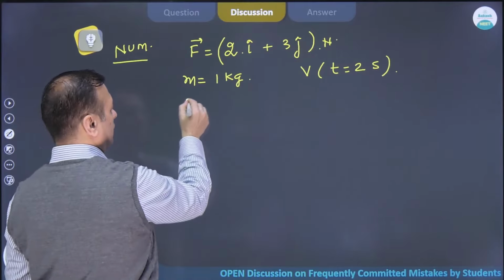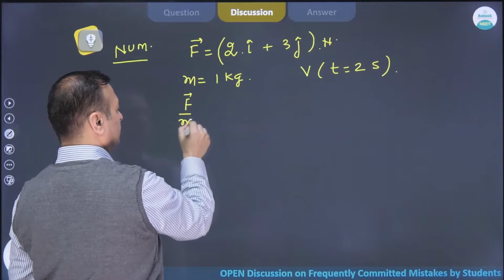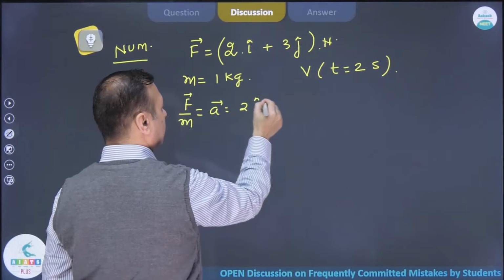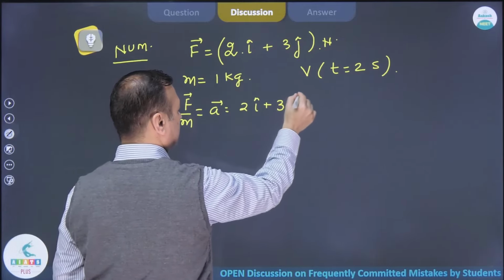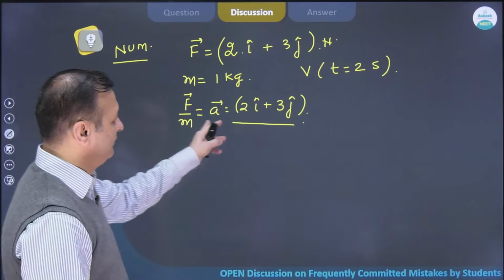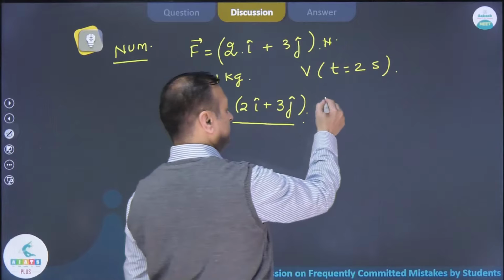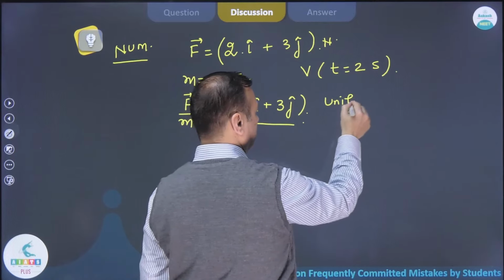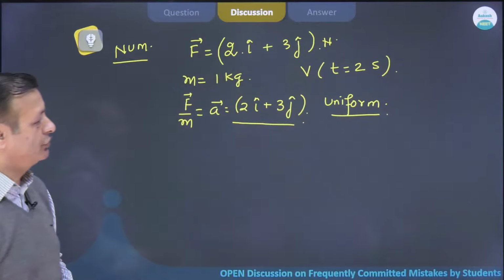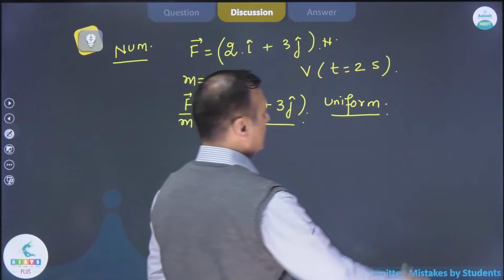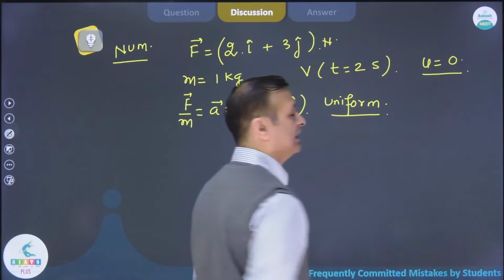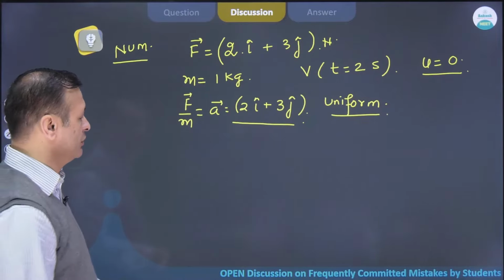If you look at the expression for the acceleration in this situation, it becomes 2 i cap plus 3 j cap only. Got it? And this acceleration is uniform. This is not a variable, this is not time dependent. So this is again a uniformly accelerated motion. And let's suppose the body is initially again at rest. So starting from rest.